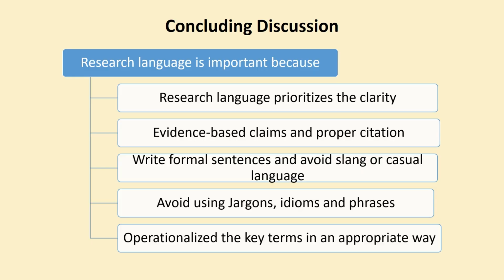Last is operationalize the key terms in an appropriate way. Whatever key terms you are writing, please operationalize them in the way they should be operationalized. You can take help from other researches, dictionaries, other websites which can define that yes, this is the variable, and you have to articulate what it means in your research. So make these things and try to prepare a good research proposal.